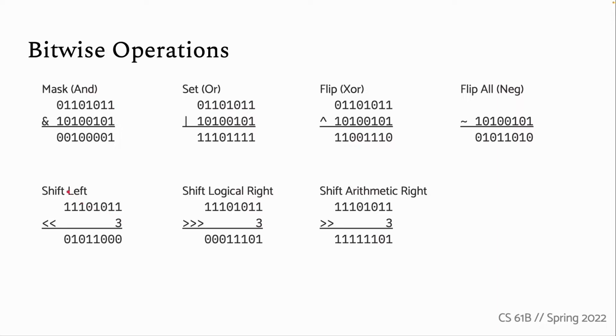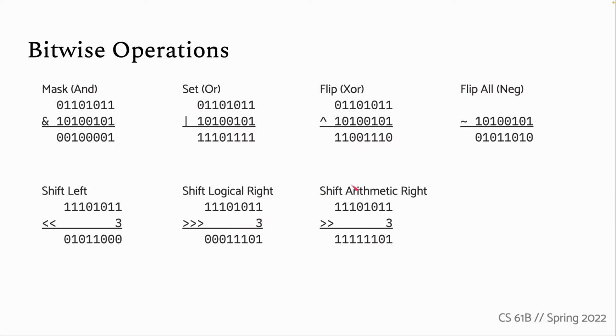Next, we have a shift left. In a shift left, you are shifting over the bits by 3 positions, and you are putting zeros where they used to be. So in this situation, you can see this 1 right here moves 3 positions over, and there's now 3 zeros at the end where there weren't some before. Next, we have shift logical right. With shift logical right, you're shifting over by 3 to the right this time, and you're just putting in zeros.